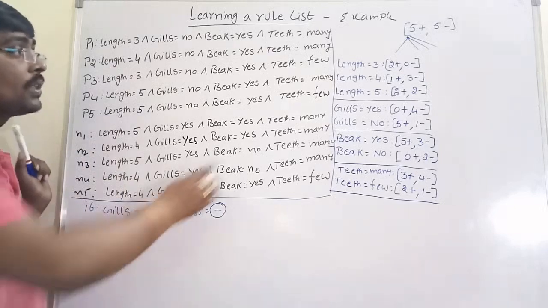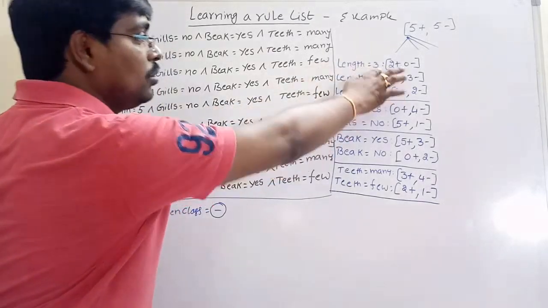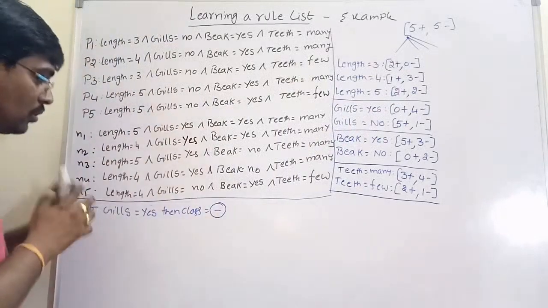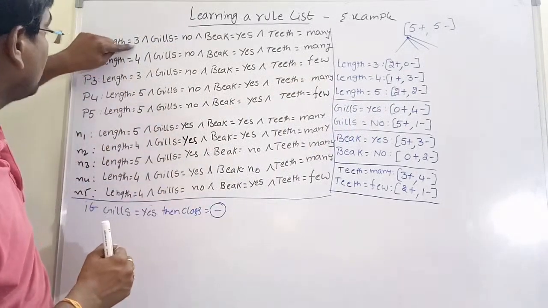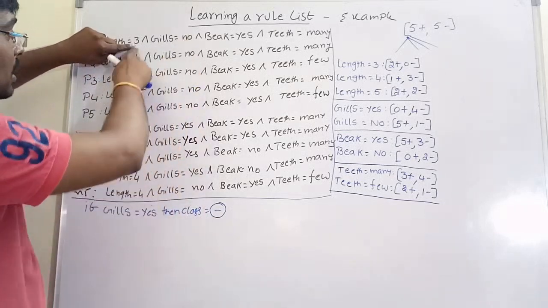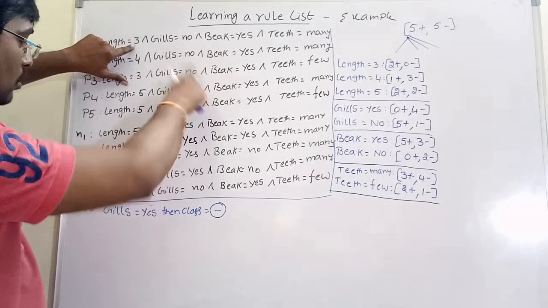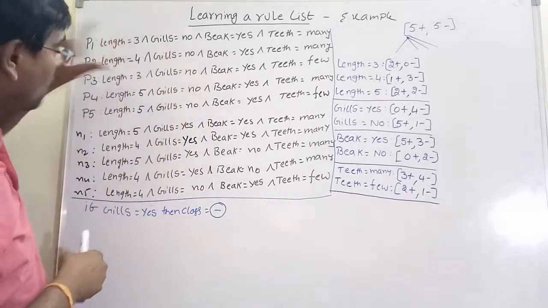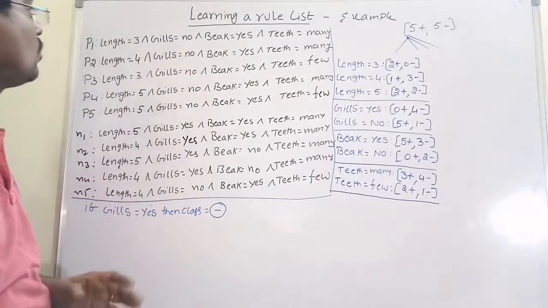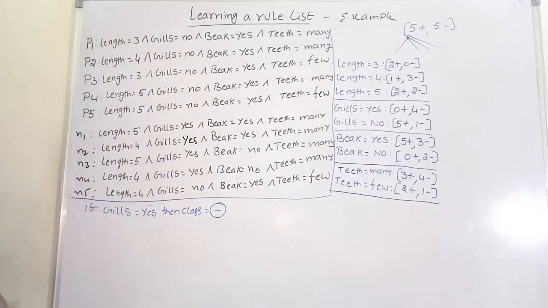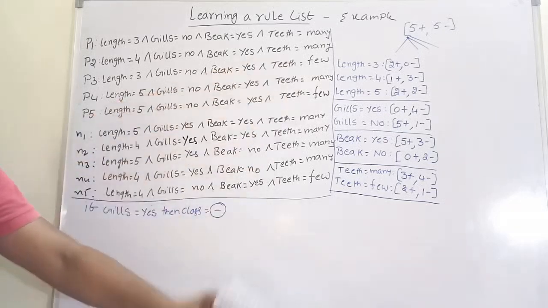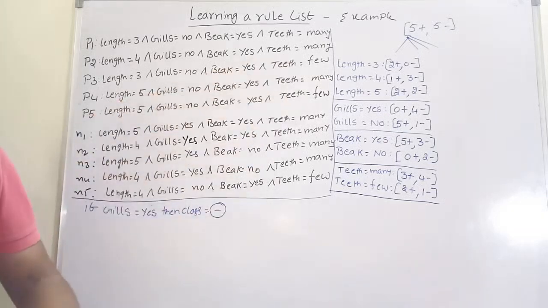Suppose length is equal to 3, that means we do not need any negative class. Length is equal to 3, gills is equal to no: no problem. So we have only 2 lengths. Then what is the case? If length is equal to 3 and gills is equal to yes, the number of instances is 2 plus 0 negatives.